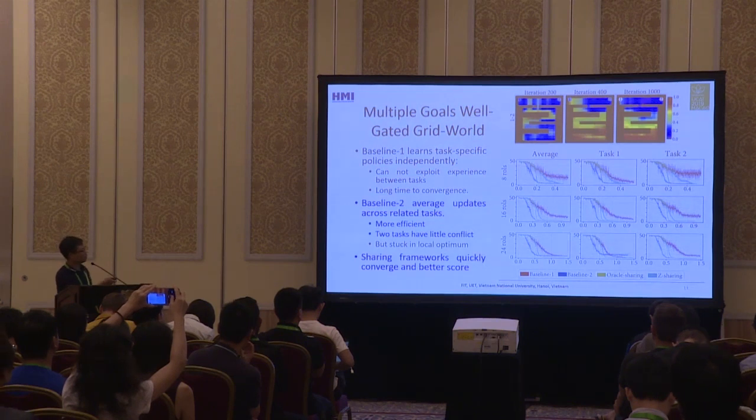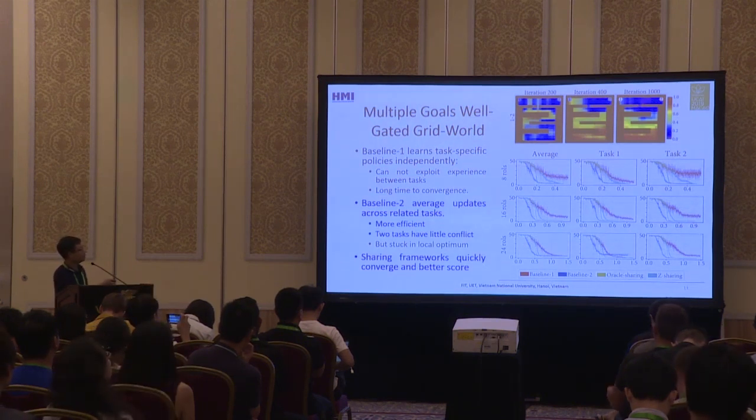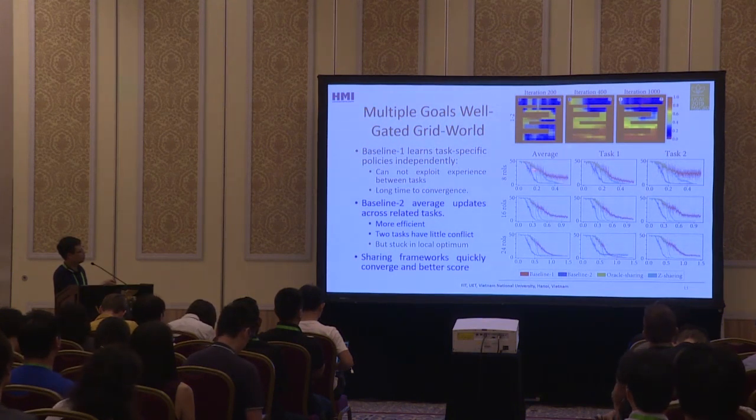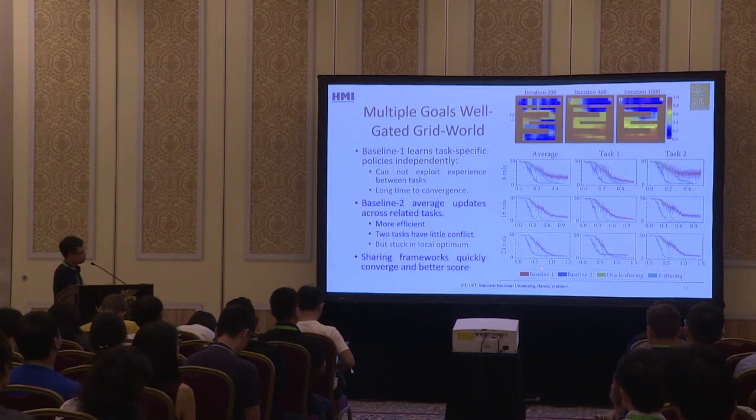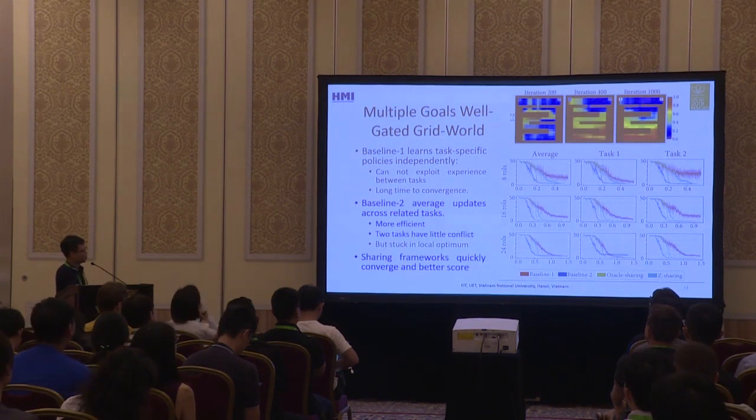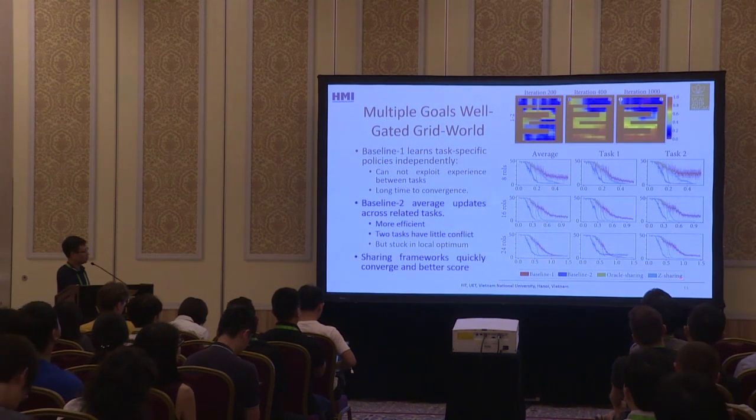In the first configuration, we can see the baseline one by the red line here. It can learn, but it takes a long time to converge. Baseline two, which means many agents using a compound policy, is the blue line. It's more efficient, but it gets stuck in a local optimum. But the sharing framework is much better. Oracle sharing is the upper bound, as you can see. And the G sharing can also learn, later than Oracle sharing.